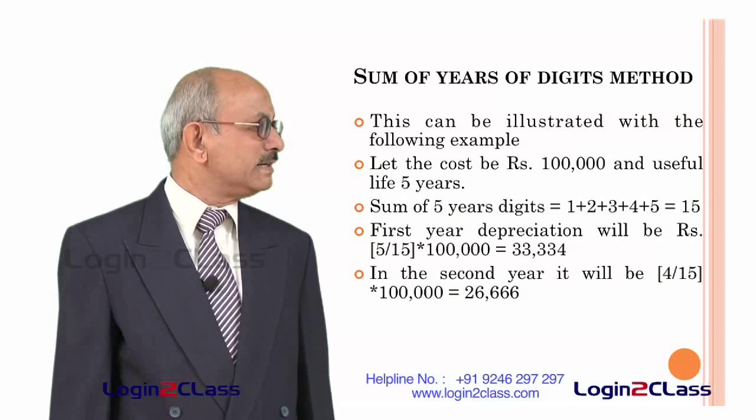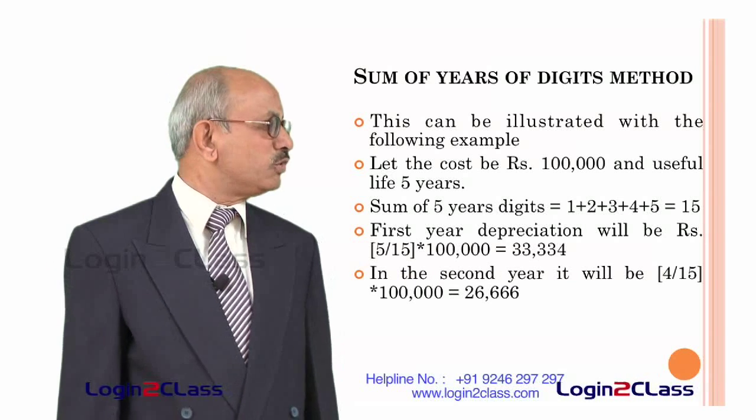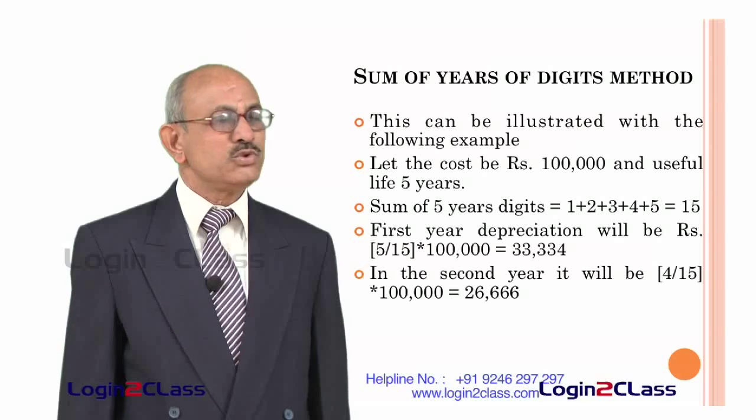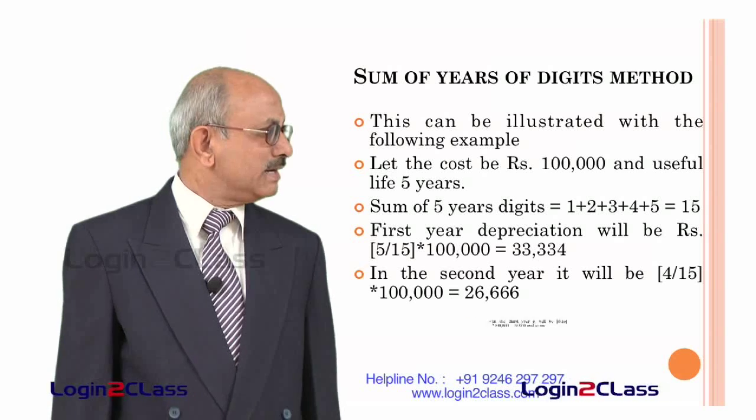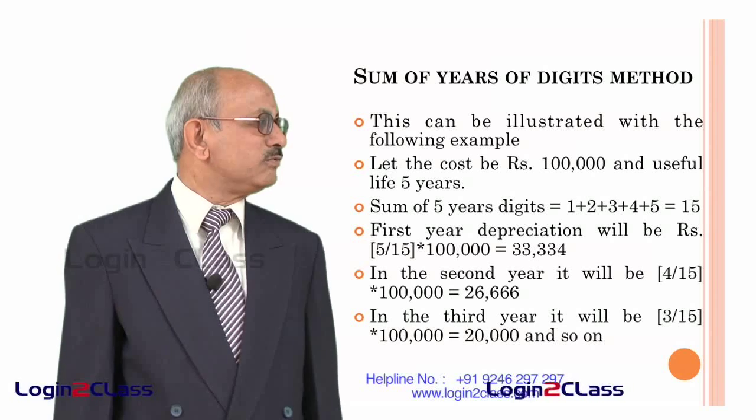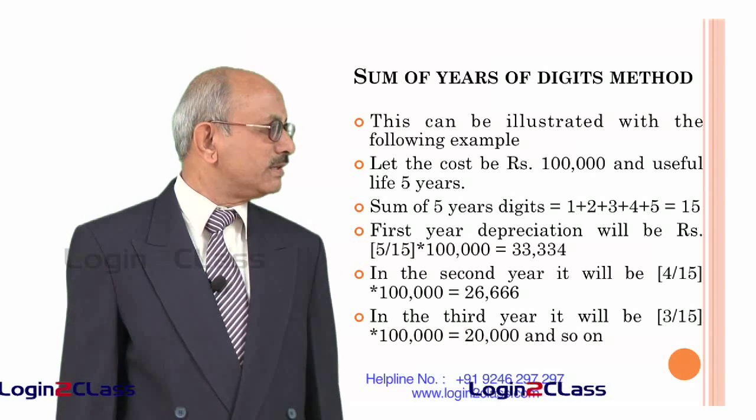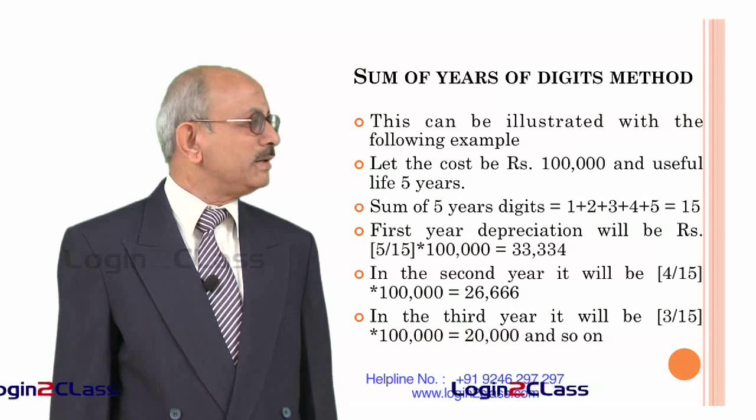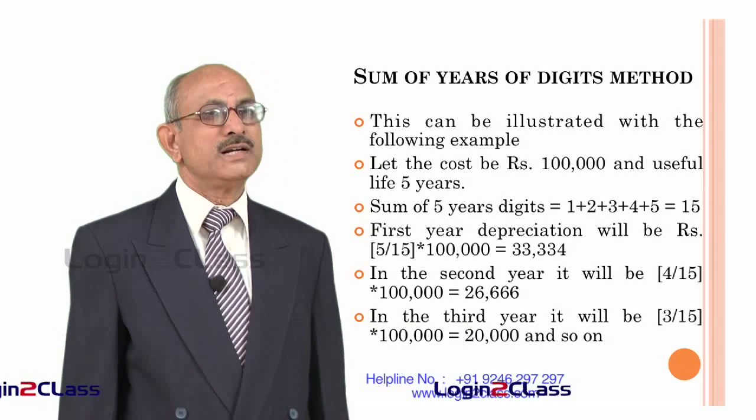In the second year, instead of 5 by 15, you take 4 by 15 of 1 lakh, that comes to 26,666. And in the third year, it will be 3 by 15 and so on. In the fourth year, it will be 2 by 15 of 1 lakh, and in the fifth year, it will be 1 by 15 of 1 lakh.